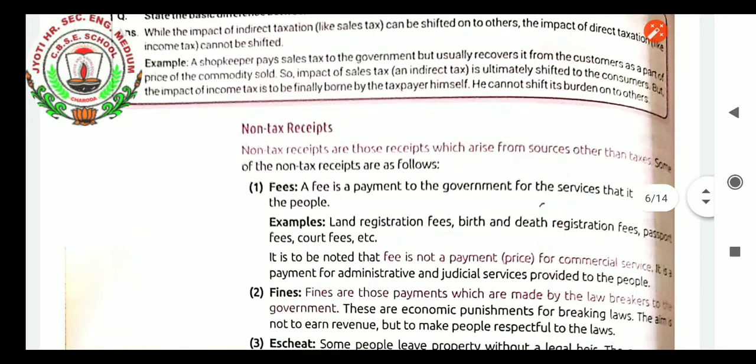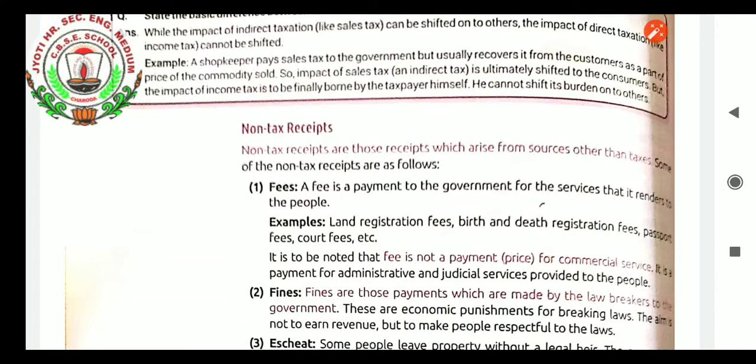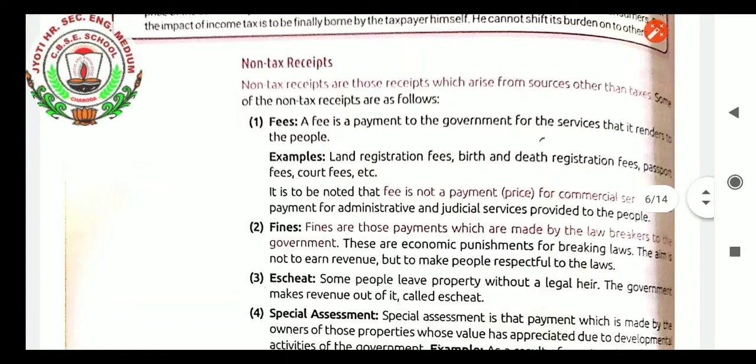Non-tax receipts are those receipts which arise from sources other than taxes. Some of the non-tax receipts are as follows. Very first, fees. A fee is a payment to the government for the services that it renders to the people. Example, land registration fees, birth and death registration fees, passport fees, court fees, etc. It is to be noted that a fee is not a payment price for commercial service. It is a payment for administrative and judicial services provided to the people.